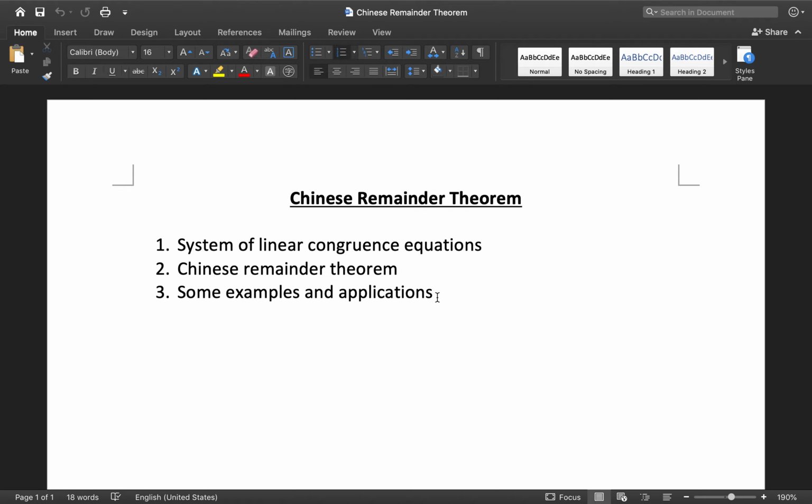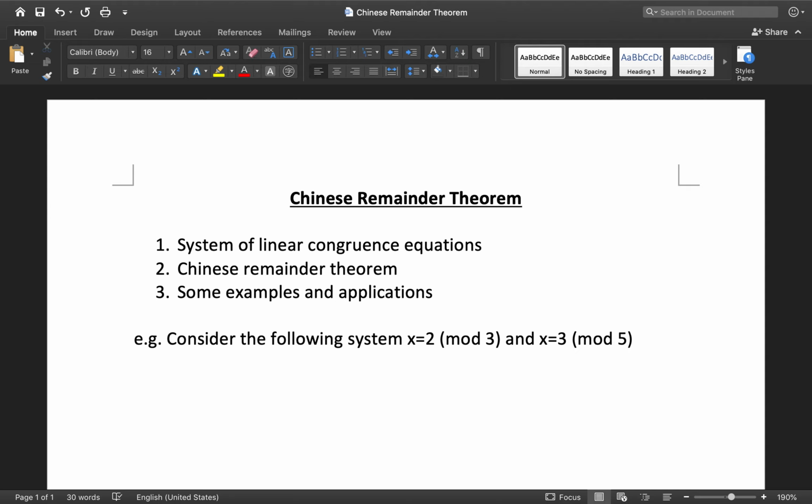Okay, so let's just begin with the example. As I said, solving a system of linear equations is nothing but solving more than one linear congruence equation. So let's just do it with an example. Let's consider the following system. For example, we have to solve x congruent to 2 modulo 3 and x congruent to 3 modulo 5.